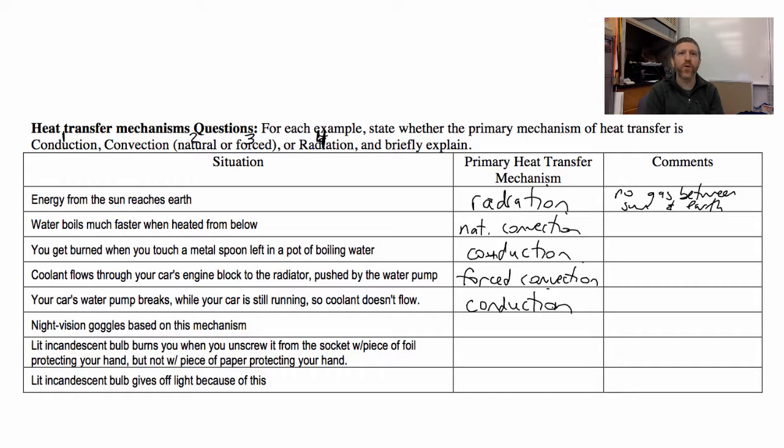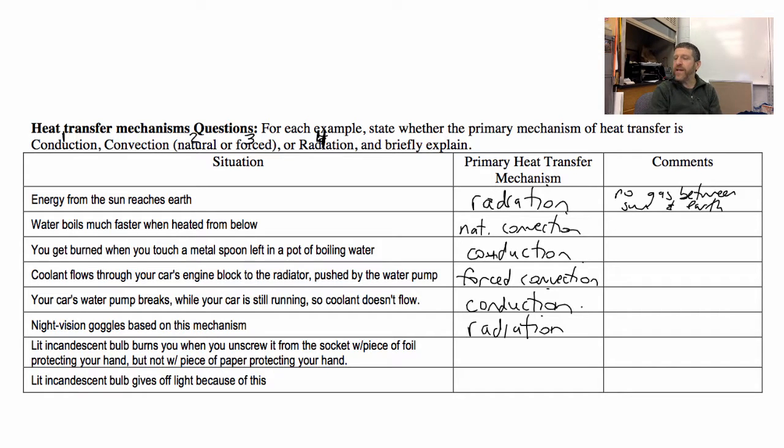Night vision goggles are based on this. Which one is it? Go ahead and vote on that. Night vision goggles, because everything that's not at absolute zero gives off radiation. This is radiation. It gives off radiation typically in the infrared range. And you don't have to be white hot for this to be true. You can see people, animals, or any object that's not at absolute zero with night vision goggles, because they're all giving off infrared or thermal radiation.